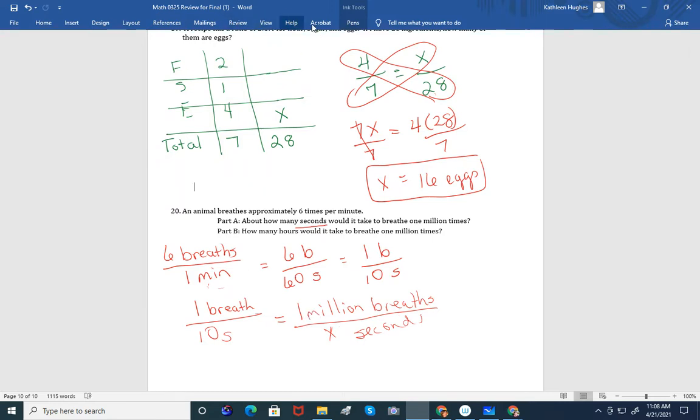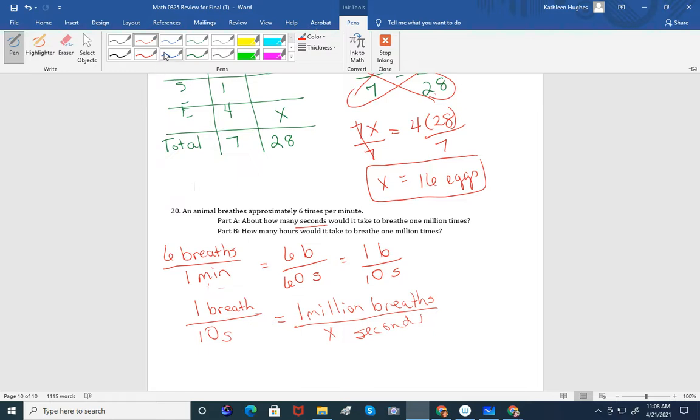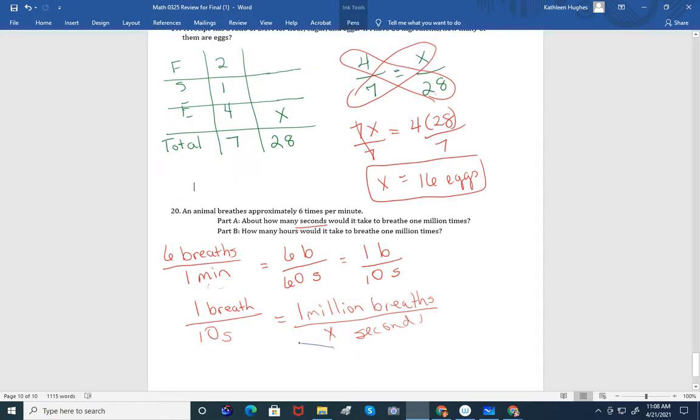If you want to cross multiply, you can. You may already know the answer by reasoning, but basically if you multiply this, you get 1x. If you multiply 10 times 1 million, you get 10 million. 1 million breaths takes 10 million seconds. Why? Every breath takes 10 seconds. If I want to breathe 1 million times, it's going to take 10 million seconds.